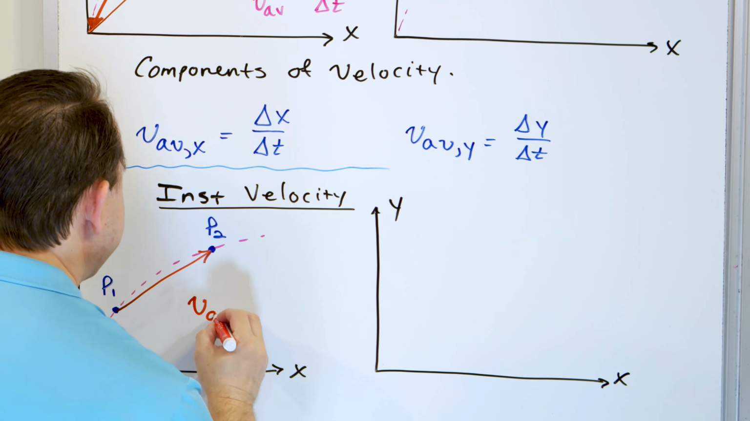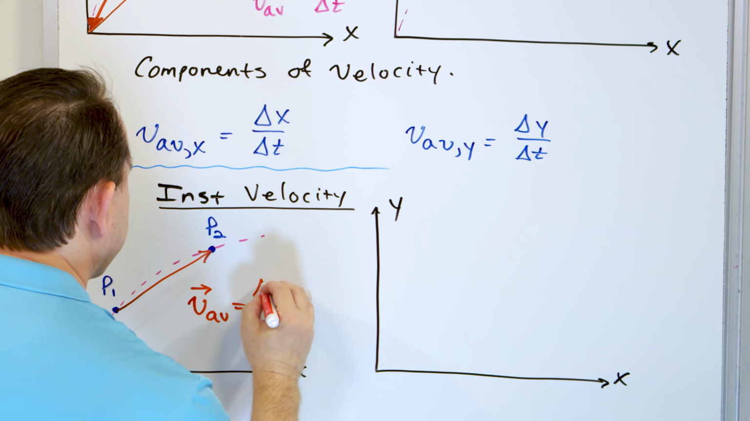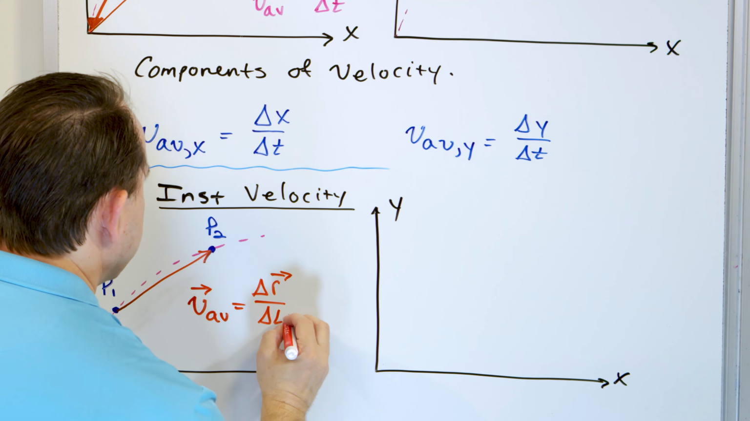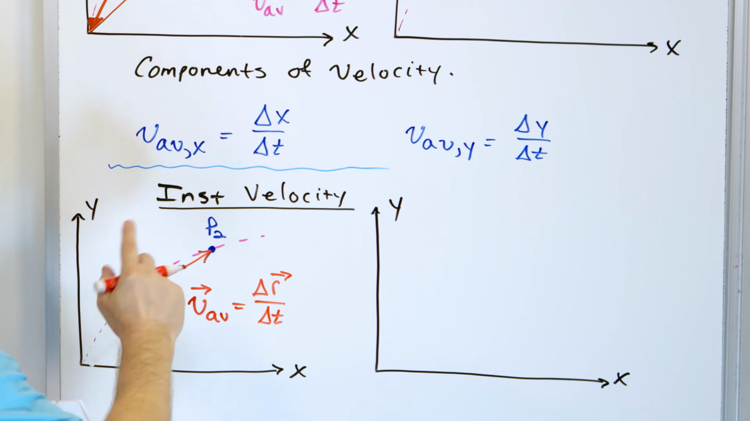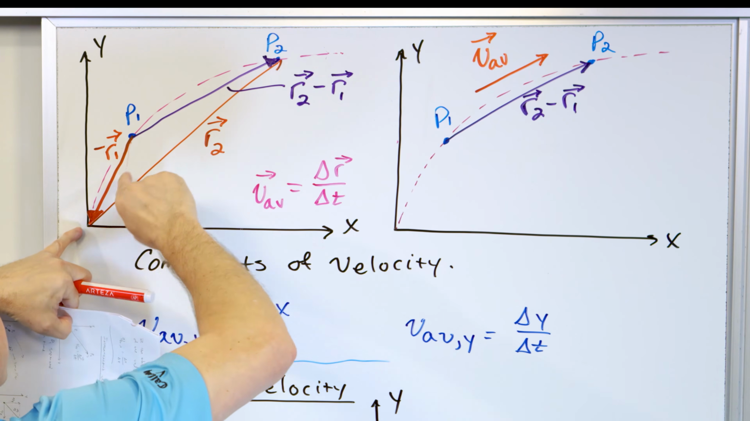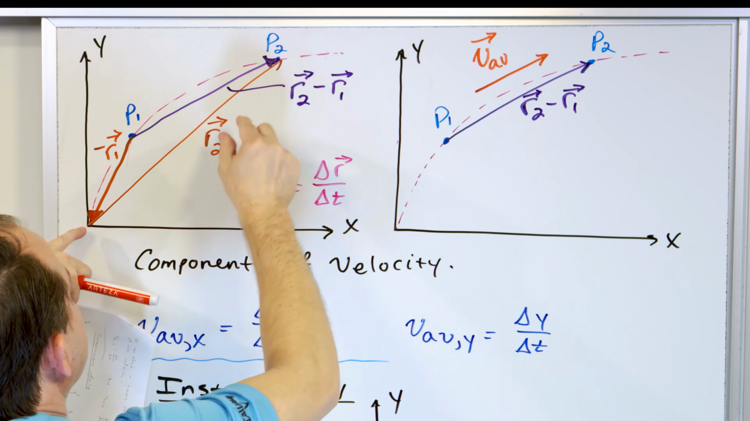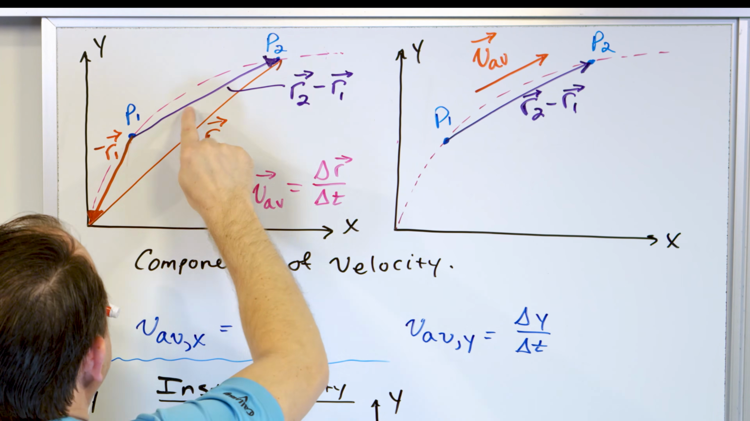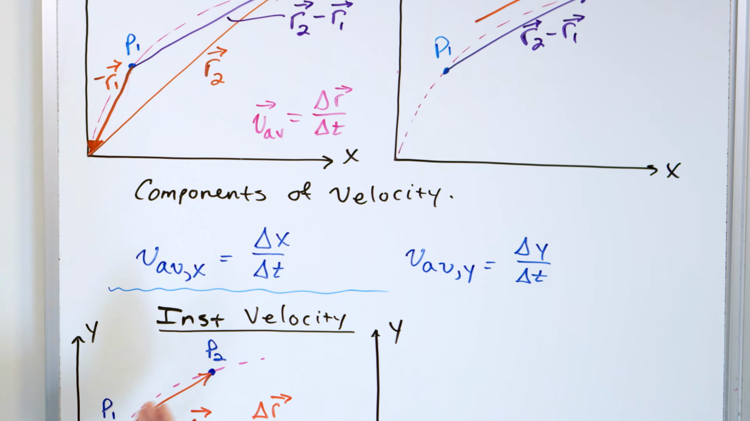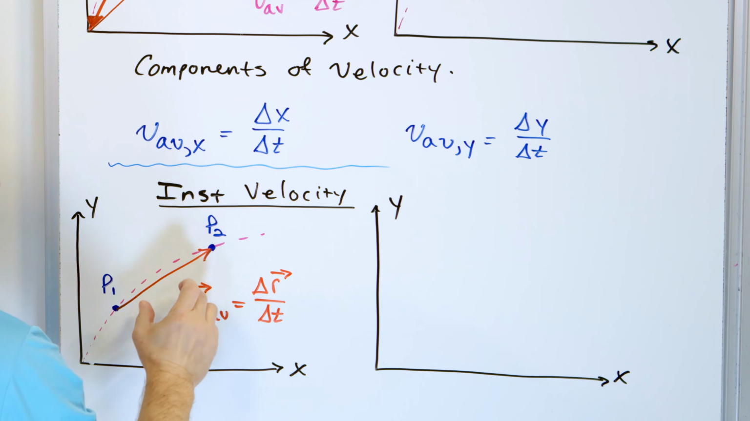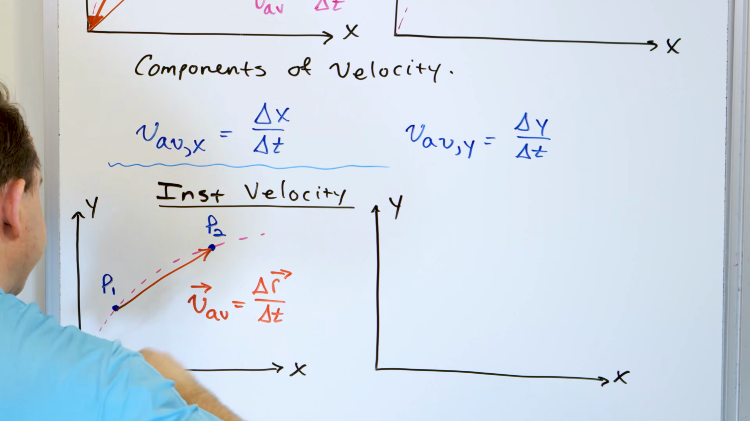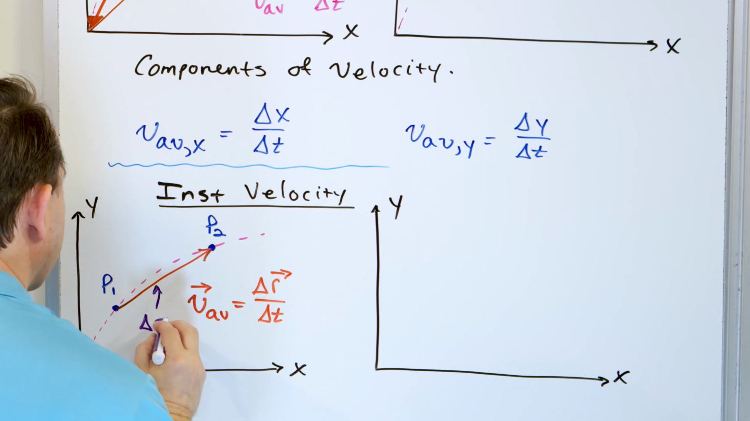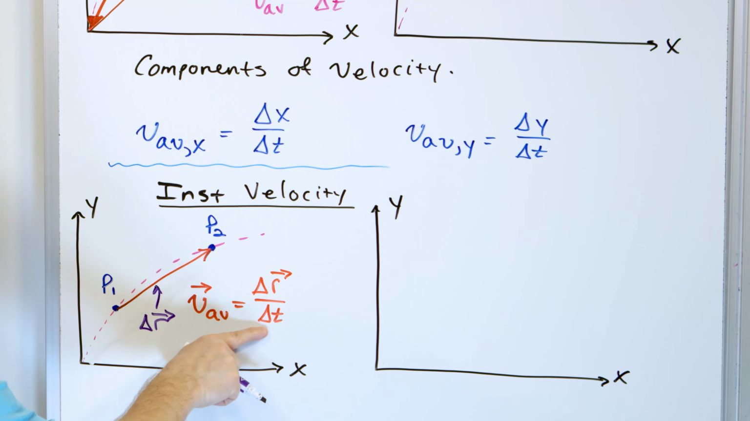We said that the average velocity as a vector was delta r over delta t. So what's the change in position divided by the change in time? Remember, the initial position was R1 and the final position was R2. R2 minus R1 gives the resultant, pointing from start to finish. That vector is delta R, and that's what's on top. Once we divide by delta t, we end up with some velocity in that direction.